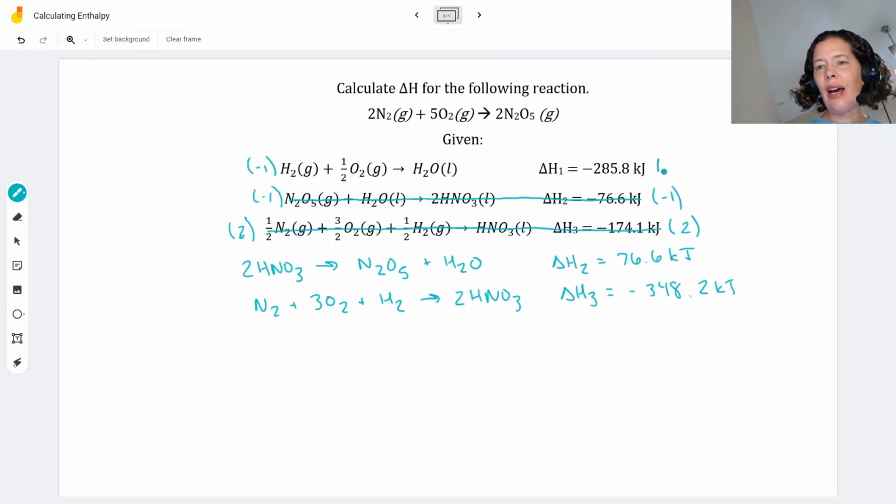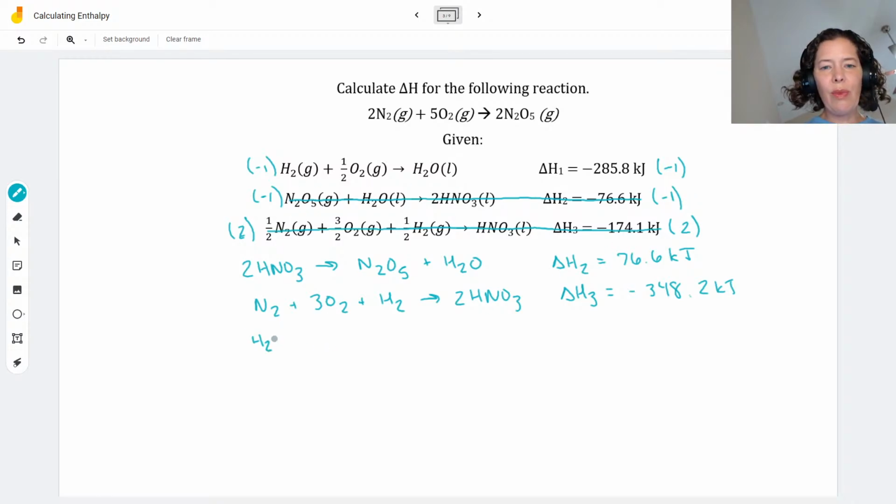Again, you can see how there are a lot of different ways to do these Hess's law problems, which is why I just want to reiterate and emphasize that you and the person next to you can get to the same answer by doing things in a completely different order. It's totally fine. All right, so let's flip this top reaction.